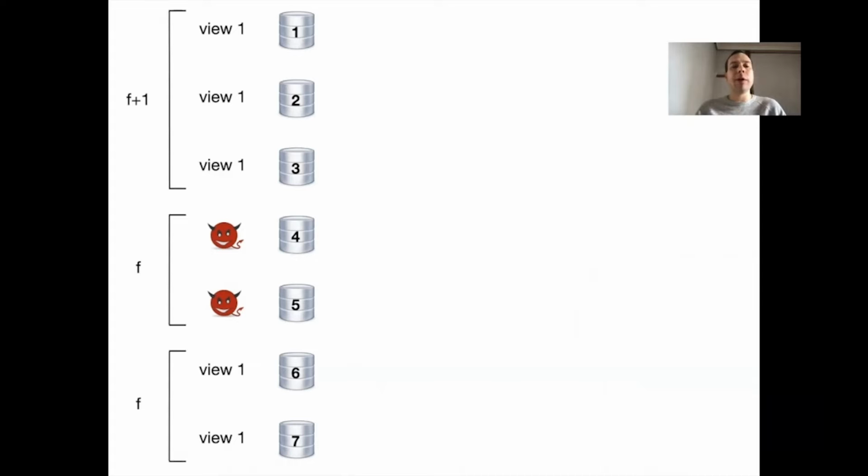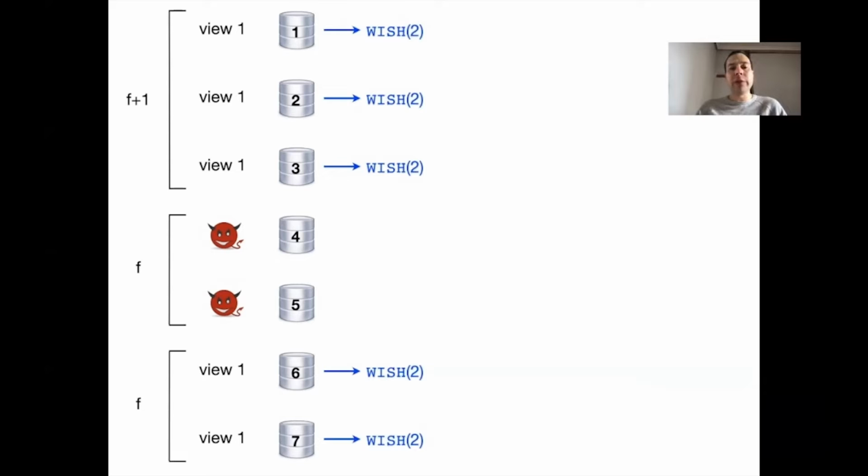First, we have a group of f+1 processes. These are processes 1, 2, 3. And then we have a group of f processes, 6 and 7. Now, initially, everybody is in view 1, and now imagine that they want to advance to view 2. So they send a wish for view 2.